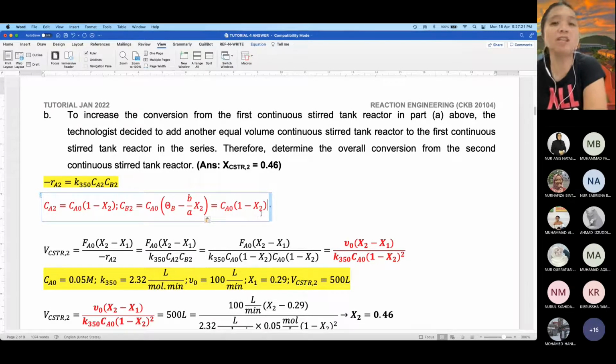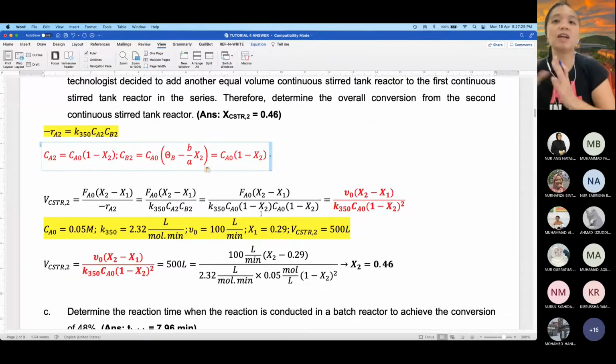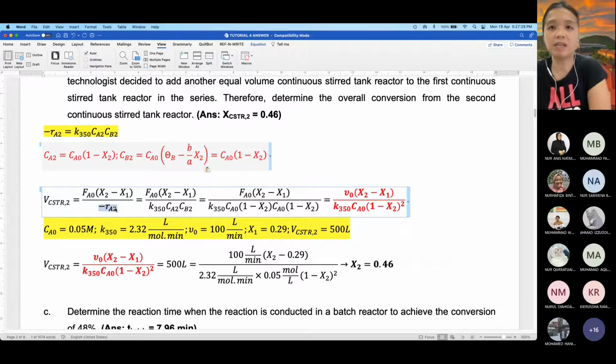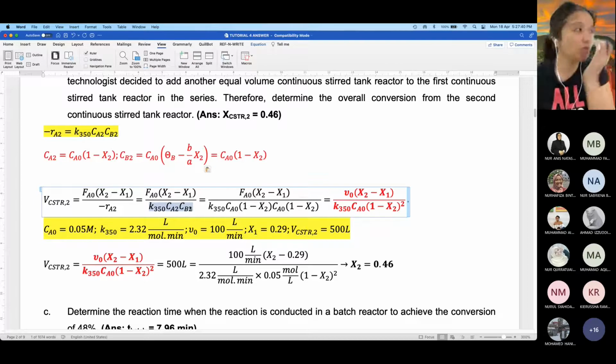Right, so when you have this already, then what you do next? Okay, sekarang kalau sebelum ni minus rA2 tu kamu terus check daripada table, tapi sekarang dah tak boleh kan? So kita kena ganti dengan rate law yang kita dah tahu, which is minus rA2 equals to k350 Ca2 Cb2. Atas masih sama, it doesn't change. It's still FA0 in bracket X2 minus X1, tutup bracket.